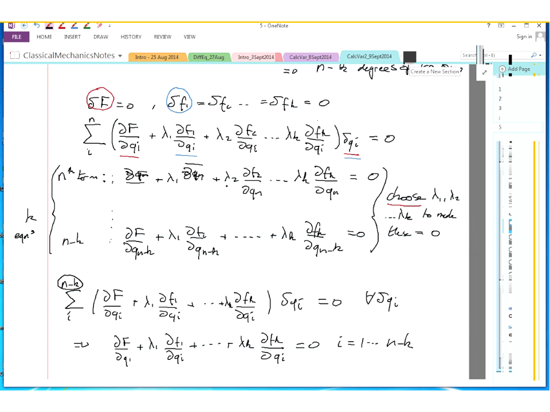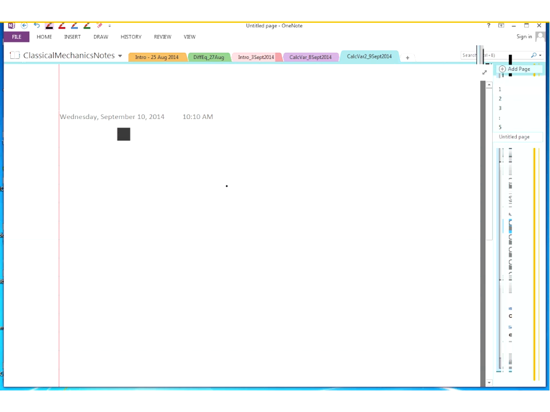I don't understand why OneNote keeps shipping. Let's add another page here.